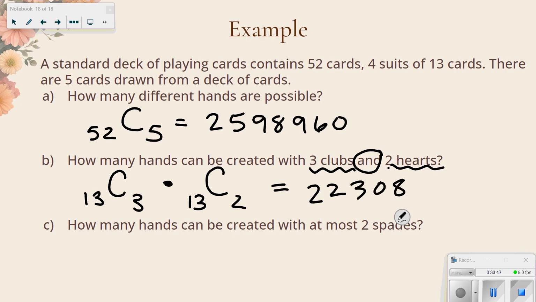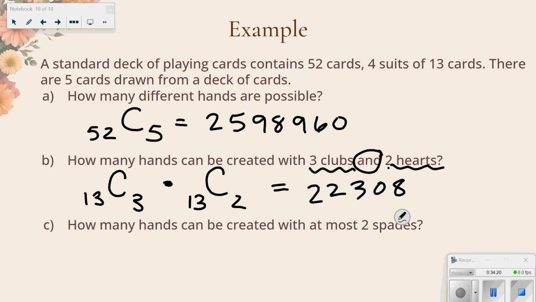All right. Part C, definitely the trickiest so far. So let's talk about how many hands can be created with at most 2 spades. If I have at most 2 spades, what other situations fall under that umbrella? That'd be having 2 spades. What other situations would that be? 1 spade, and also no spades. So we have to think about those 3 situations.